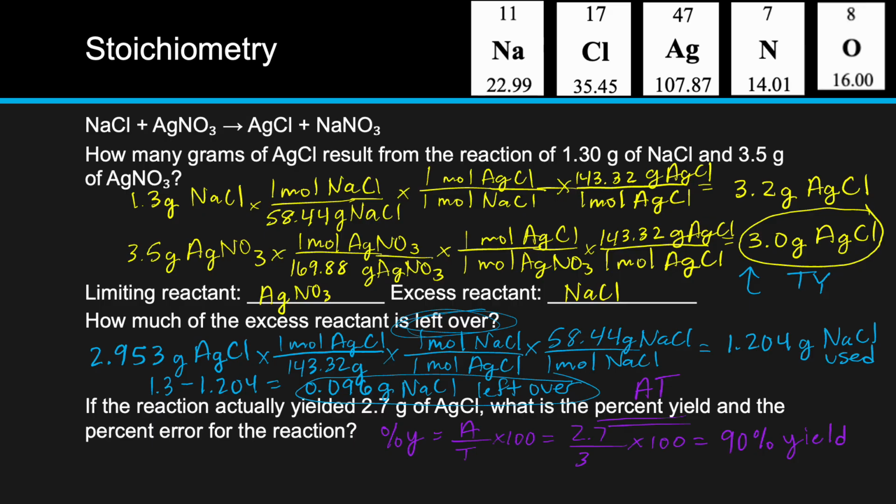Now, percent error is a little bit different. Percent error is actual minus theoretical, absolute value, over theoretical times 100. So that's going to be 2.7 minus 3, and absolute value would be 0.3, divided by theoretical, which is 3, times 100.